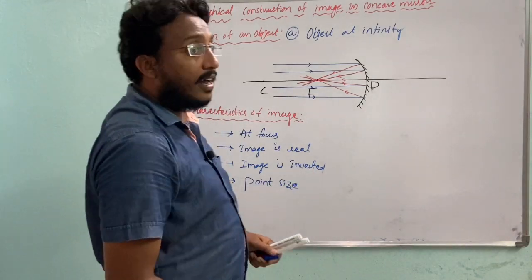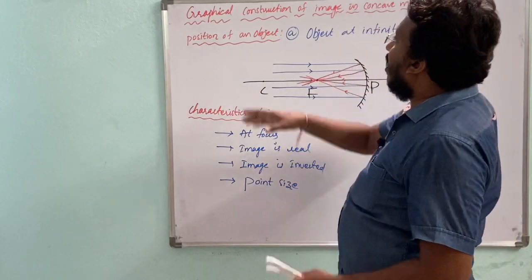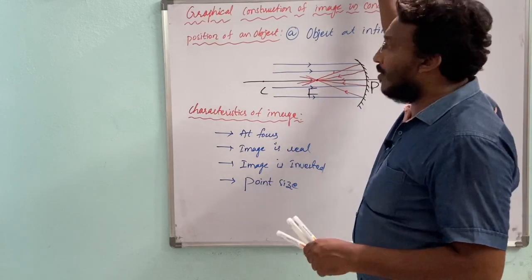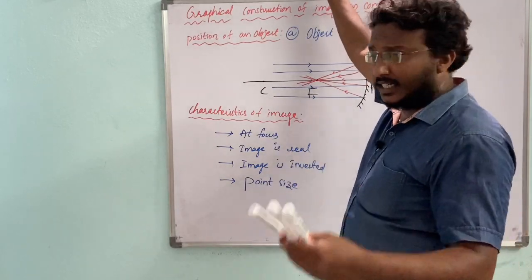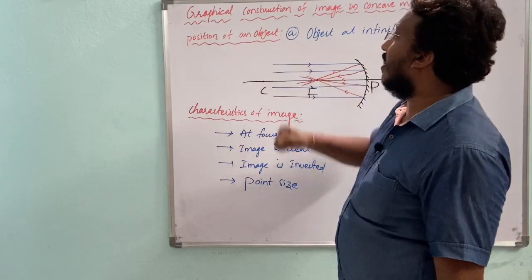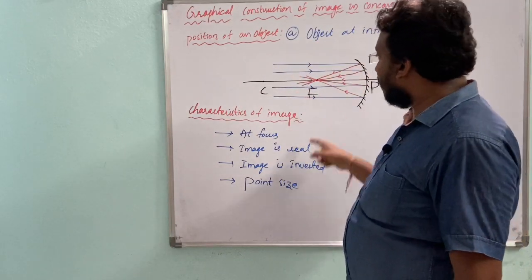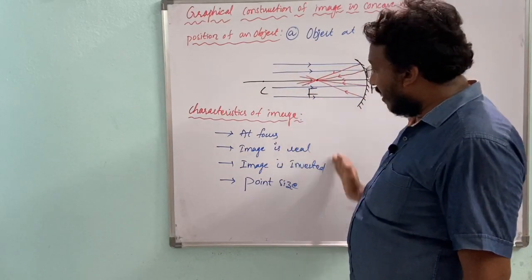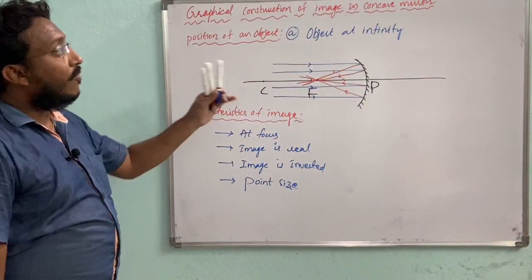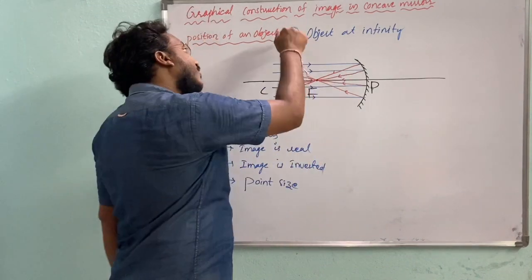You may get this kind of question for 2 marks. He will say, construct the image formation in a concave mirror when the object is present at infinity. In such a case, I have to write the position of the object. He will give the position of the object in the question. Next, you have to complete the ray diagram, and then write the characteristics of the image. This is the first case, object at infinity.